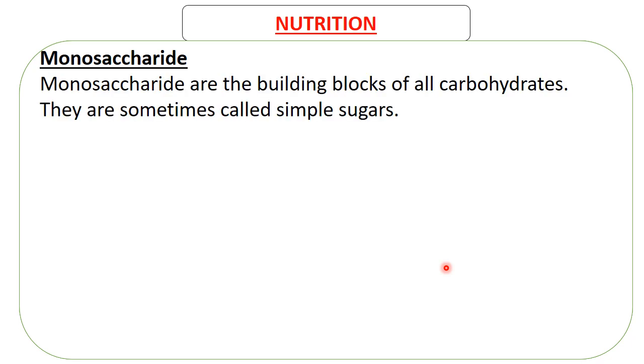So let's take a look at what a monosaccharide is and more information about monosaccharides. Monosaccharides are the building blocks of all carbohydrates. They're sometimes called simple sugars. All carbohydrates are made up of monosaccharides. Why? Because monosaccharides are just one block of sugar. With the other carbohydrates, you have to join these blocks to come up with a whole carbohydrate.